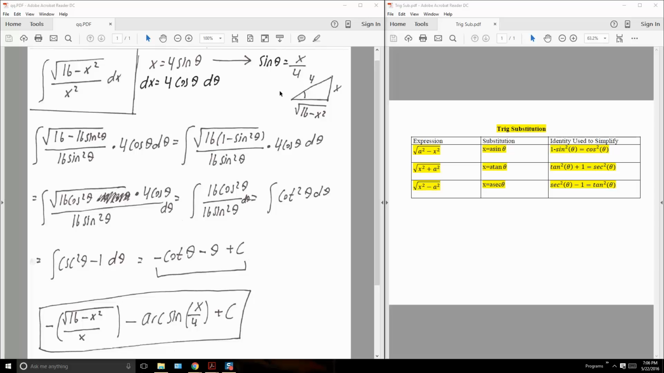And now this is where we use our triangle. We know cotangent is adjacent divided by opposite. So we will have negative parentheses adjacent, so square root of 16 minus x squared, divided by opposite, x. And we know that theta was, if you take the arc sine of this, we will be left with arc sine of x divided by 4. We had a negative in the front, so put the negative in front, plus the arbitrary constant c. And that's all we need to do.